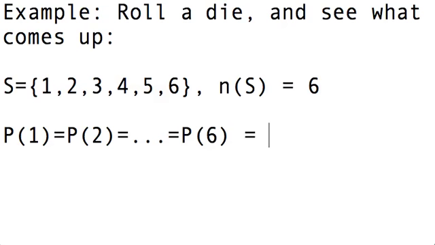It seems reasonable that so long as the die is fair, that is, nobody's trying to cheat you by giving you a die that comes up more on one side than the other, the probability should be 1 over n(S), which is 1 over 6. 1 out of 6 times you should expect to get a 1, or a 2, or 3, or 4, or 5, or 6. So it makes sense for us to assume that things are equally likely.